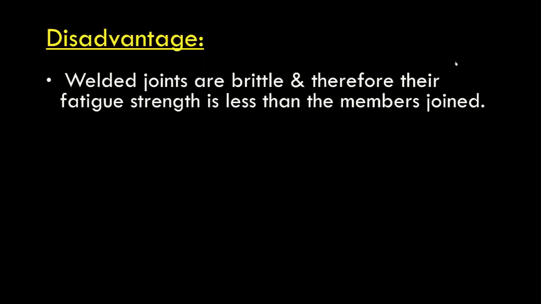So one of the major disadvantages of a welded connection is brittleness. Welded joints are brittle, and therefore their fatigue strength is less than the member's. When you are connecting two members, their strength is basically greater than the welded joint's, because welded joints become brittle. So you are not going to achieve the strength of the metal. You are going to achieve the strength of the connection only up to the welded strength, because of this brittleness, and it fails in fatigue loading.